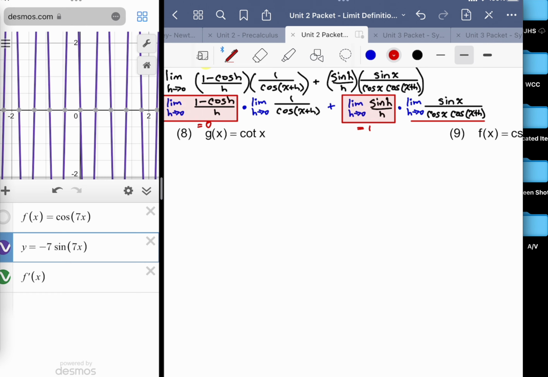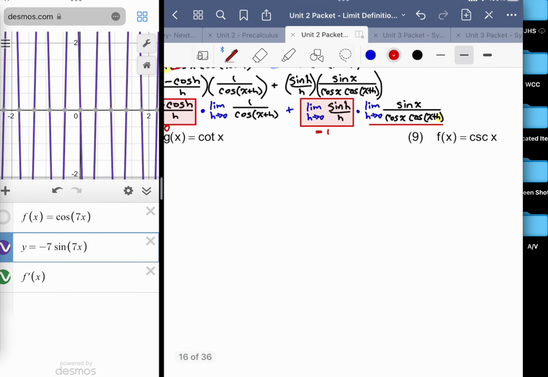So I apply the limit. I substitute in 0 for h. When I do that, I get cosine of x plus 0, which is cosine of x. Cosine of x times cosine of x is cosine squared x. On the top, we have a sine of x, and that would be our derivative, right? Or at least one variation of it.